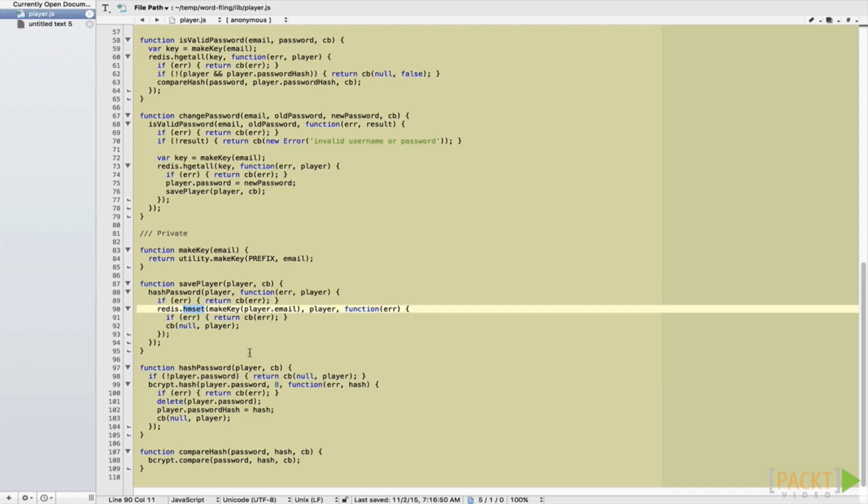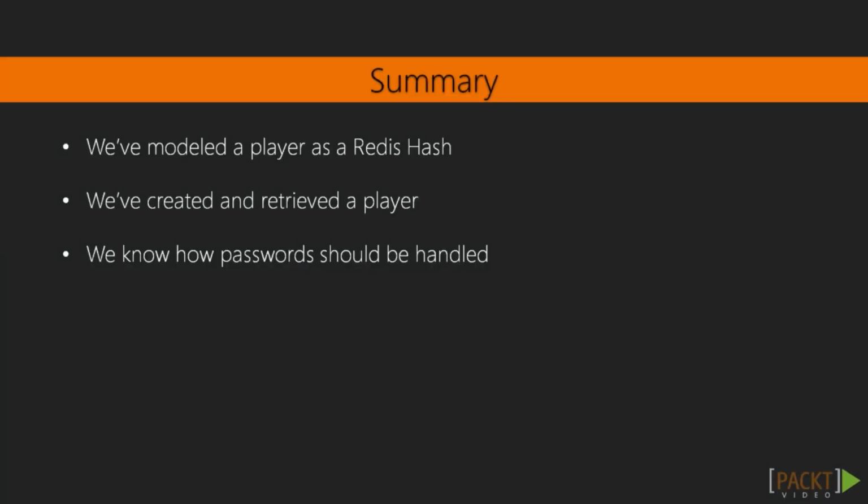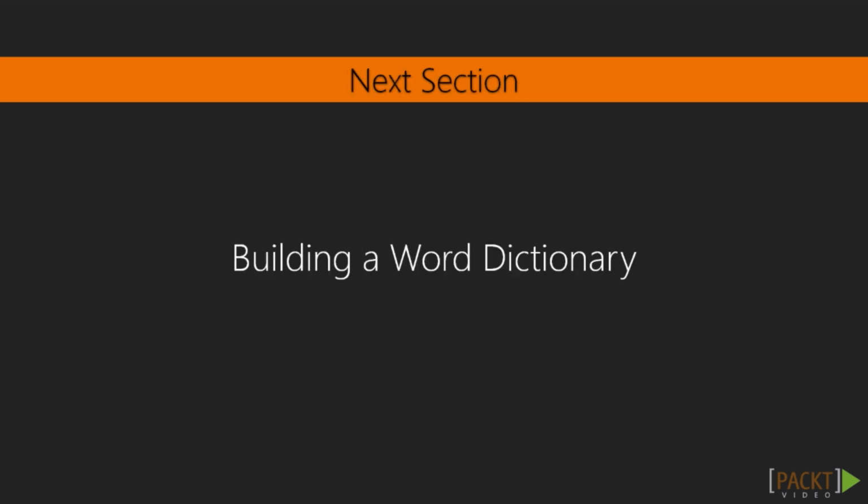Okay, enough about that. So in this section, we've modeled the game player as a hash structure in Redis and turned that code into Node.js that stores and retrieves the data. We've also looked into storing passwords, or actually why we don't store them, and how we can avoid it. In the next section, we're going to move on from players for a while. Next, we're going to discuss another interesting piece of the puzzle, creating a dictionary and validating the words in the game.